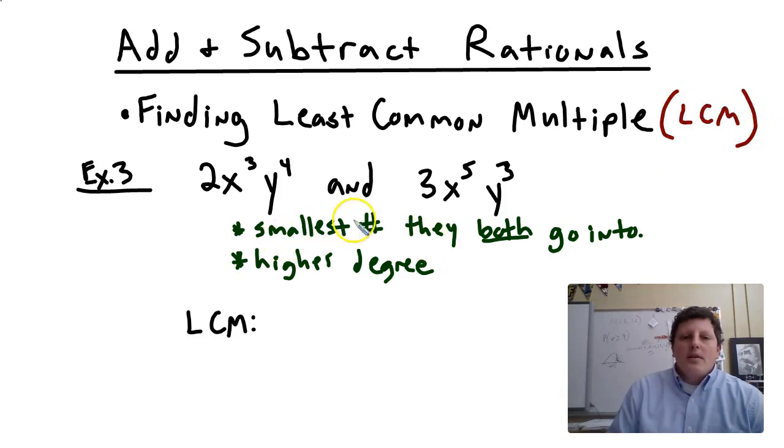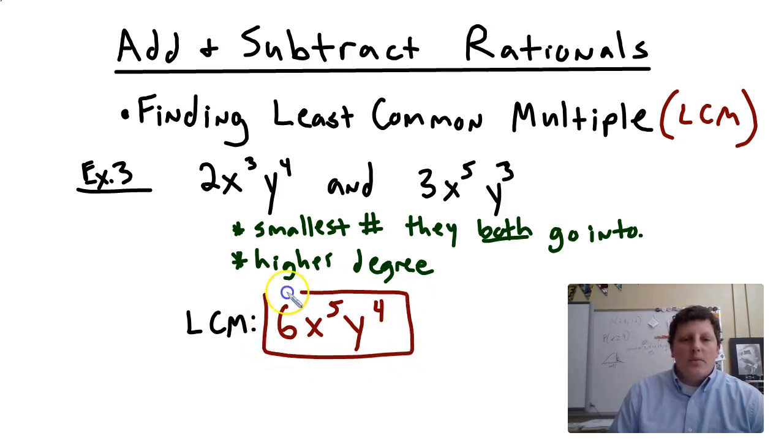You want to take the smallest number that they both go into, okay? So 3 goes into 3 and 6 and 9 and 12 and 15 and on and on. The smallest number that is a multiple of 3 that 2 also divides into is 6. And then for the exponents, we take the higher degree. So between x to the third and x to the fifth, we choose x to the fifth. Between y to the fourth and y to the third, we choose y to the fourth. And that is the least common multiple of these two monomials.